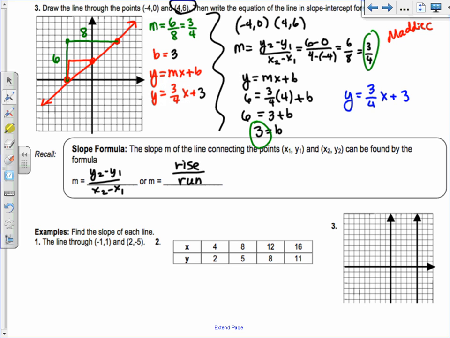All right, so it says find the slope of each line. Okay, so if we have the line through (-1, 1) and (2, -5), right, so we just find the slope. So change in y over change in x. So it's going to be m equals -5 minus 1 over 2 minus -1. Okay, so if you need to write x1, y1, x2, y2 underneath the points, that's fine. A lot of people do that. Okay, so you get -6 over 2 plus 1, which is 3. So you get -2. So your slope is -2.